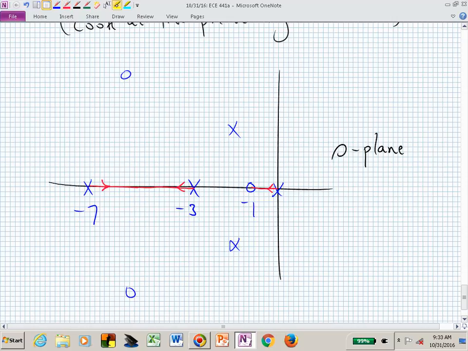You might have, well, what do we have? How many poles do we have? 5. How many zeros do we have? 3. So how many zeros at infinity do we have? We have 5 minus 3. We have 2 zeros at infinity. That means we have 2 asymptotes. This is actually rule number 3.